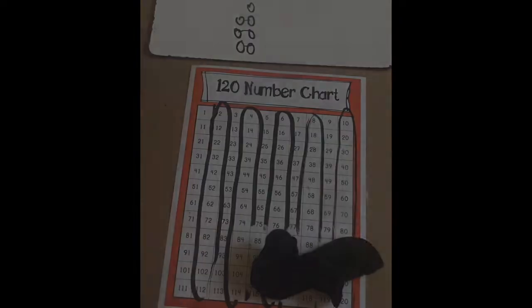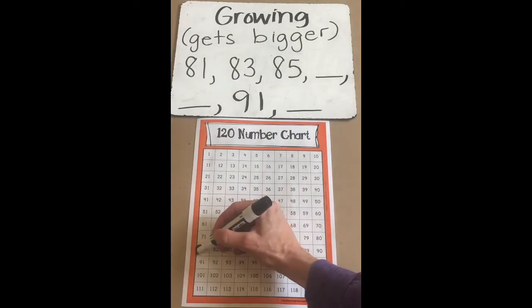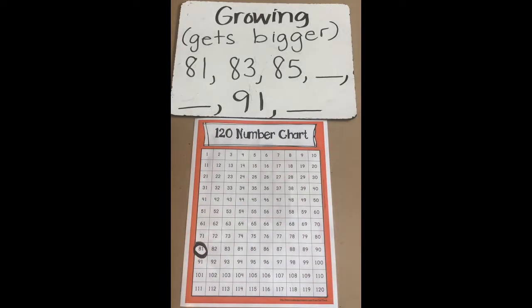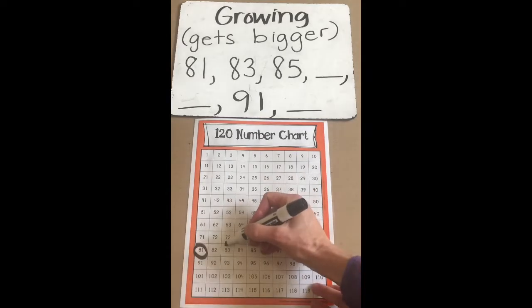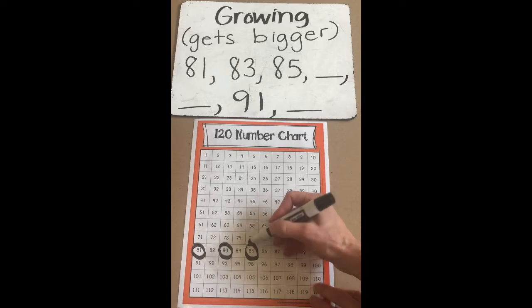Let's see how this can help us with number patterns. So let's practice with a growing pattern. A growing pattern is when the numbers get bigger. So you can see from my numbers, I started at 81. The next number in my pattern is 83. And the next number is 85.